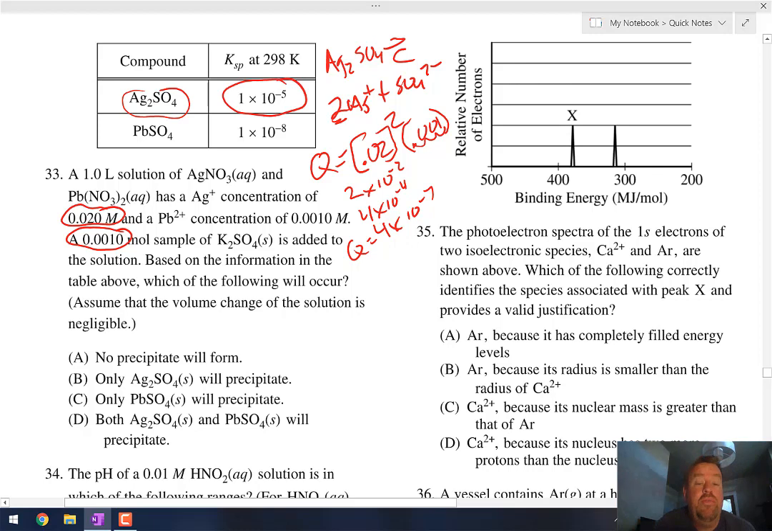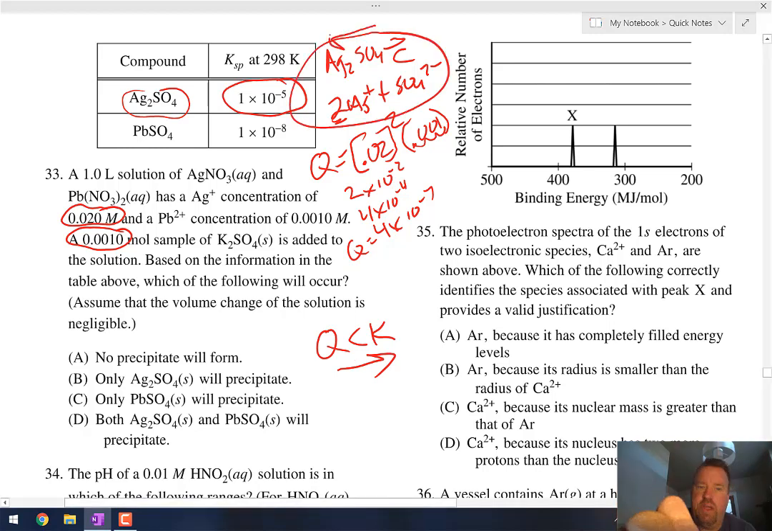So therefore, we know that Q is less than K. And when Q is less than K, we know the reaction is going to proceed to the right. And if it proceeds to the right, that means it is not going to form a precipitate. If it proceeds to the left, remember, here's our equation right here. If it proceeds this way, you're going to form a precipitate. If it goes this way, it doesn't. Okay, so Ag2SO4 will not precipitate. Okay, so we know that B is out and D is out.